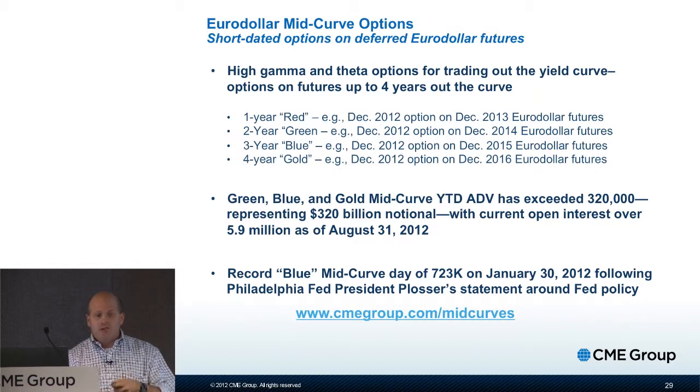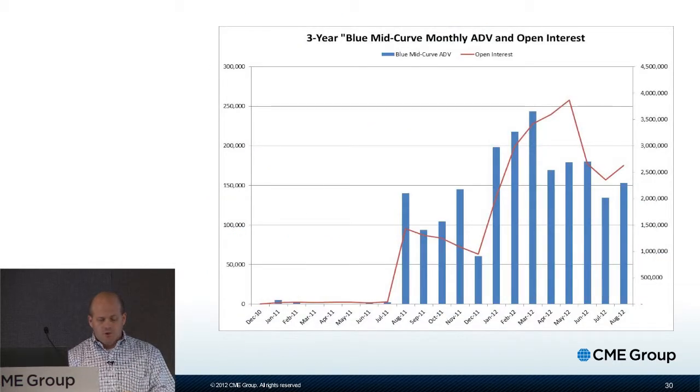And similarly, the blue mid-curves, which were just launched in 2011, trade 200,000 contracts a day now. Definitely our largest Eurodollar option that trades. And an example, this last bullet, was back in January, we traded over 700,000 contracts when the Philly Fed president, Plosser, talked about how he felt the economy was a little bit better than some of his colleagues were making it seem with the rates. Had huge days in the blues. So let me talk to that a little bit.